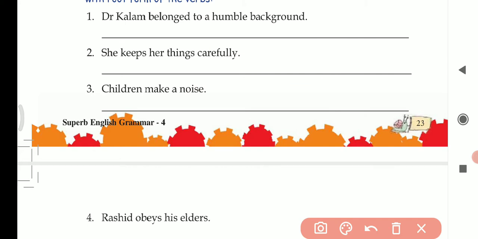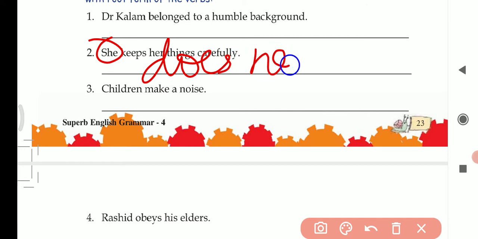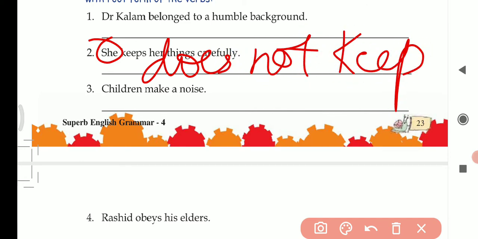So she keeps. She means we are talking about a singular noun. So with singular we use does. So she does not keep. Keeps will change into keep. She does not keep her things carefully.